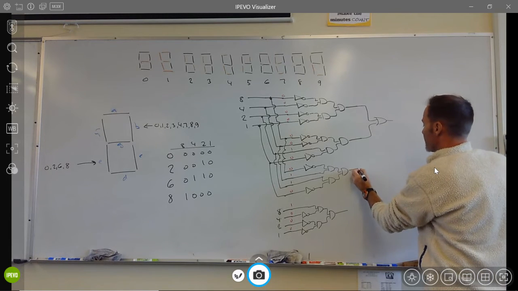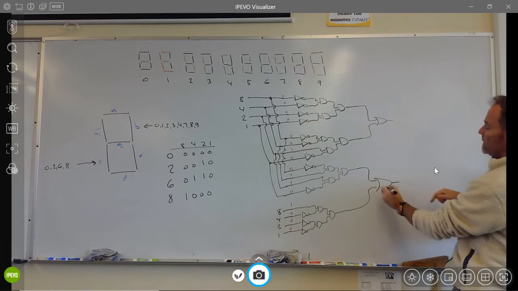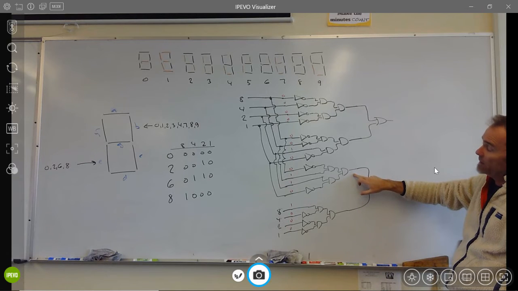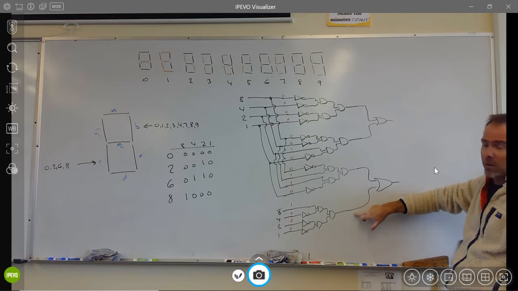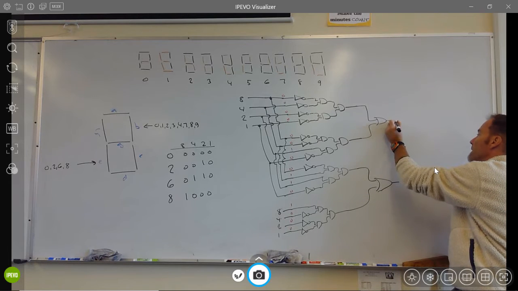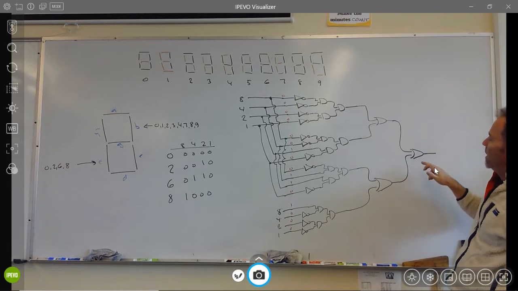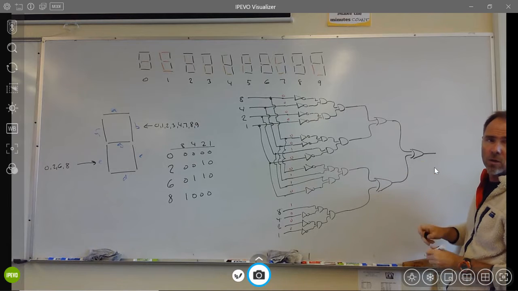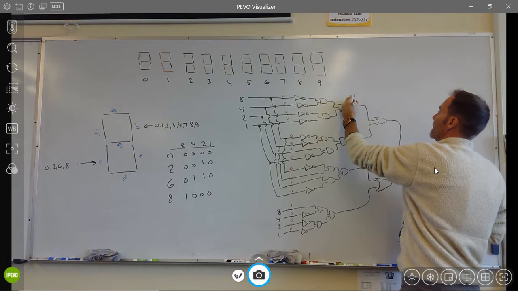On this guy, curved back. So here I get a 1 output if I have a 6 input or an 8 input. So 0 or 2, 6 or 8. Combine these guys. Now I have 0 or 2 or 6 or 8.